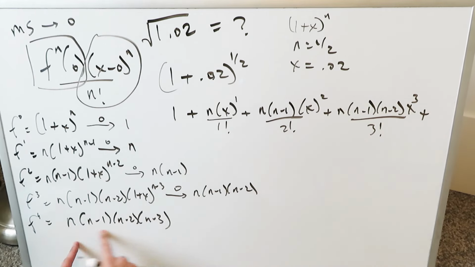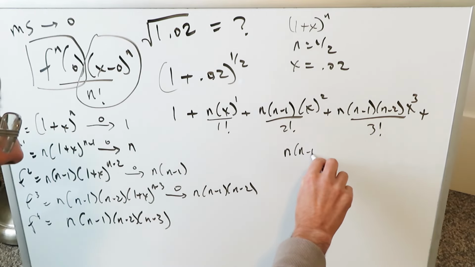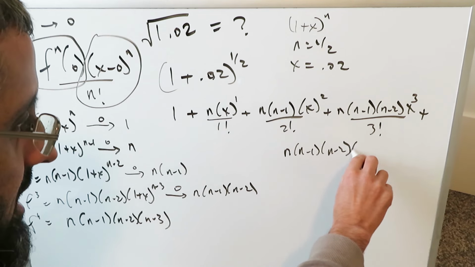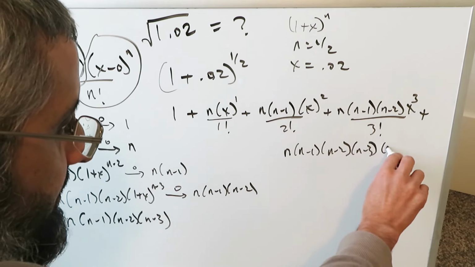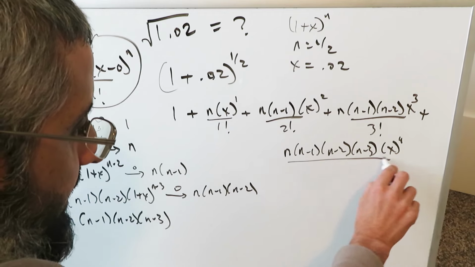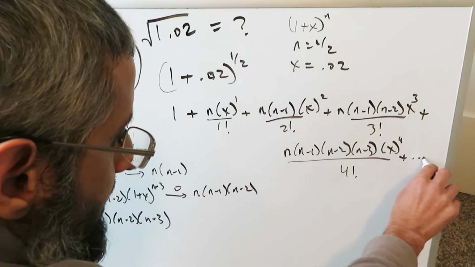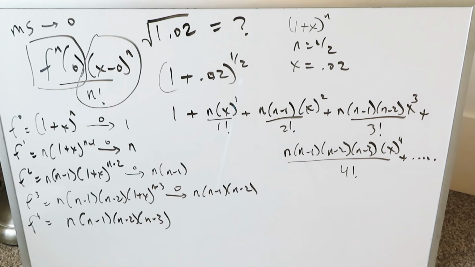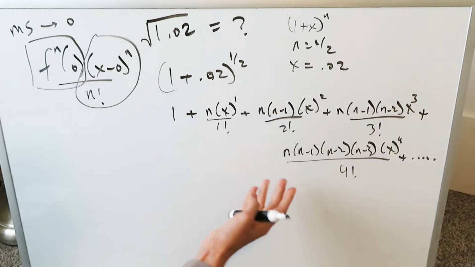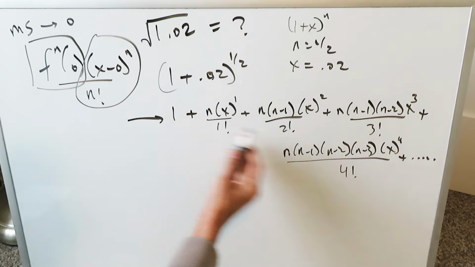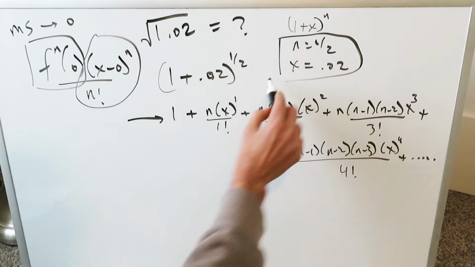Let's bring in the last term right over here. It'll be n times n minus 1 times n minus 2 times n minus 3 times x to the power of 4 divided by 4 factorial plus, and on it would go. Now let's make some space. Consider the template I have over here for you, and consider these substitutions which will come in.